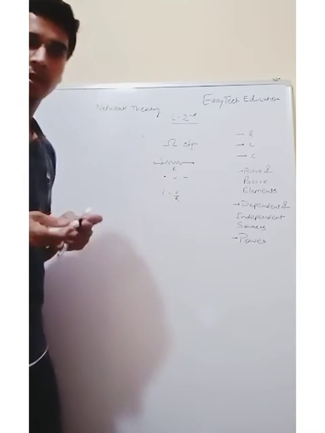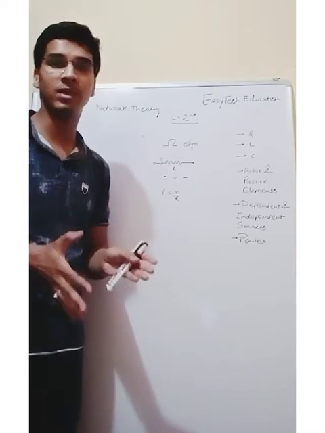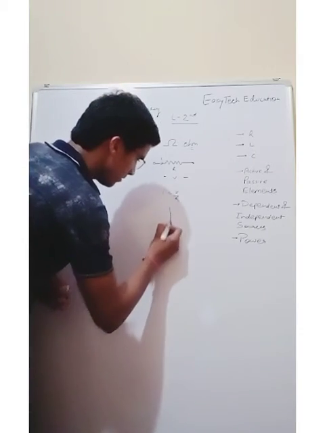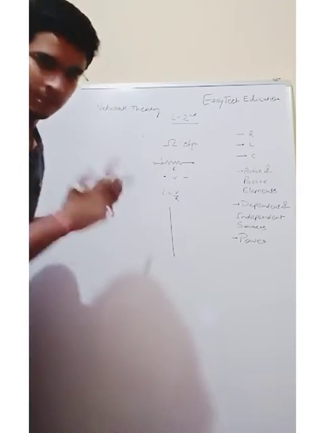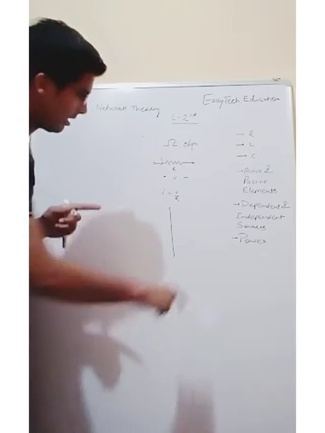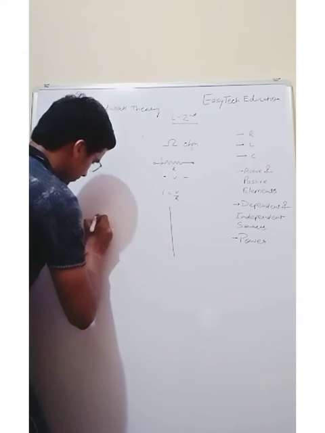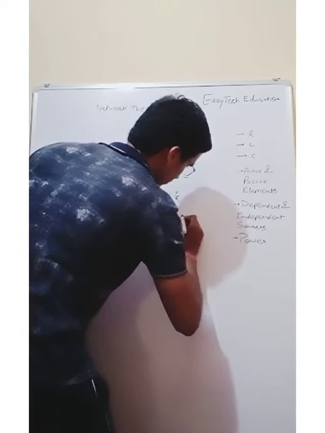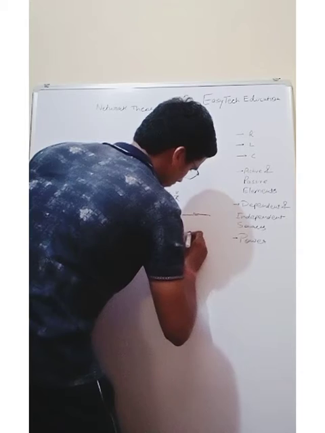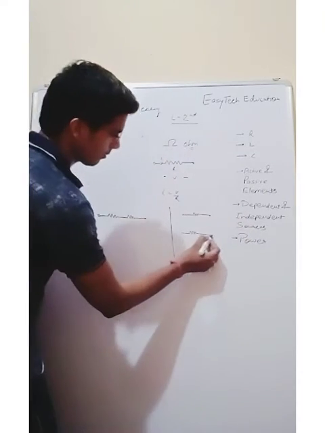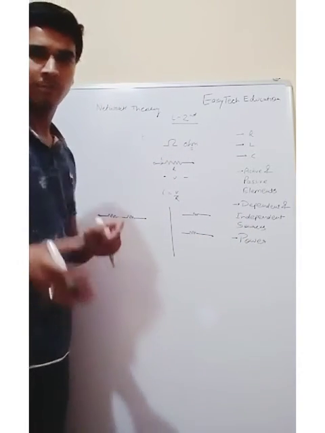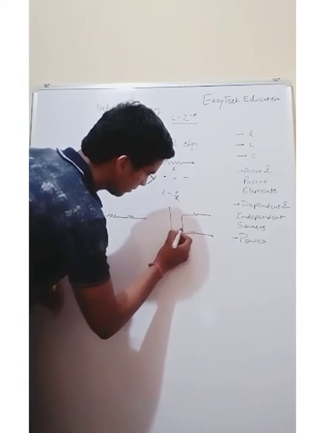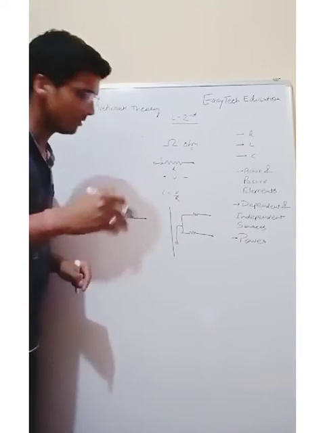Now, what happens if I connect resistances in series, and what happens if I connect resistances in parallel? Let me divide both the cases. When the resistances are connected in series, I am writing here. When the resistances are connected in parallel, I am writing here. How to recognize a parallel connection? When the first end of the resistors is common, like this, and the other end is common, like this.